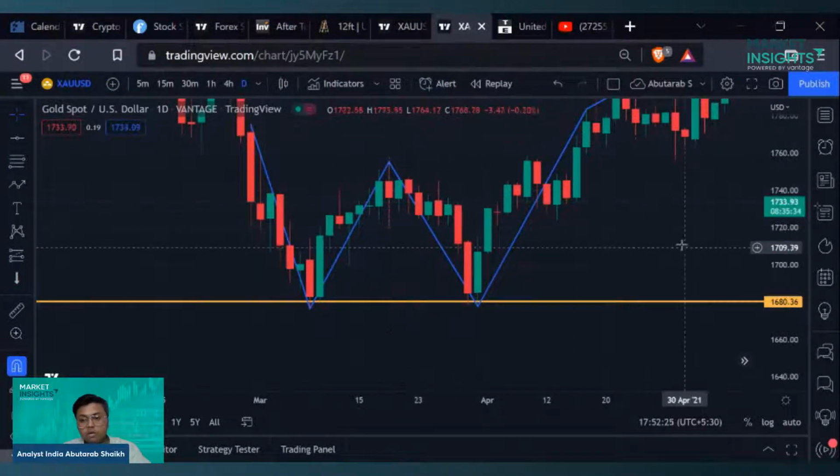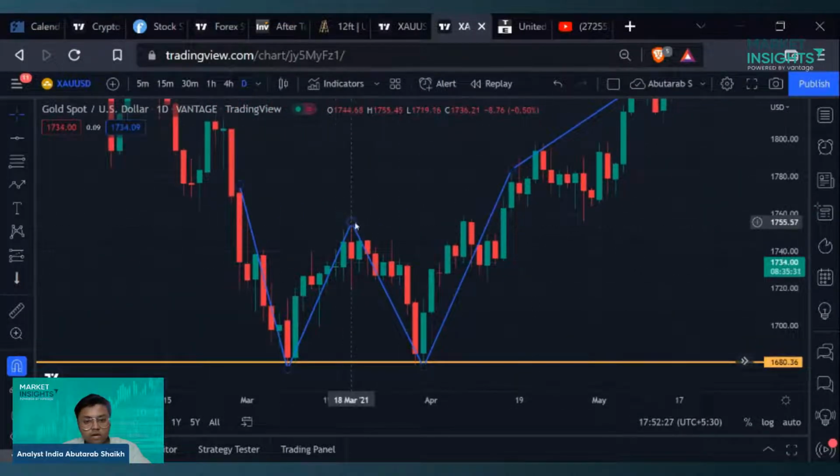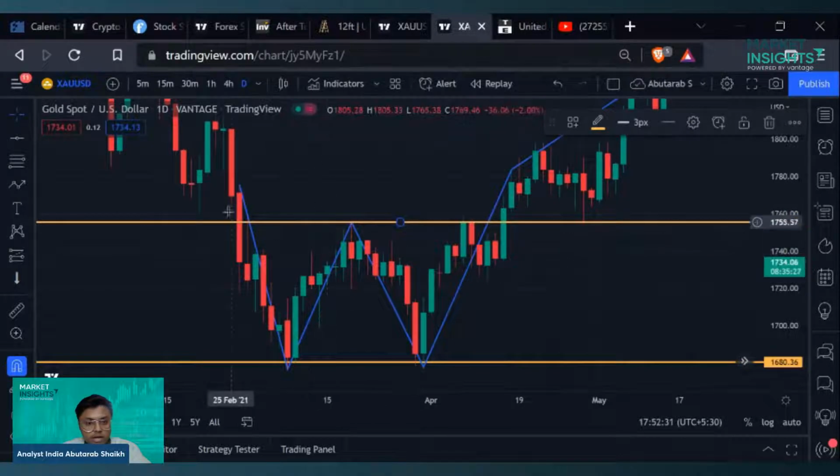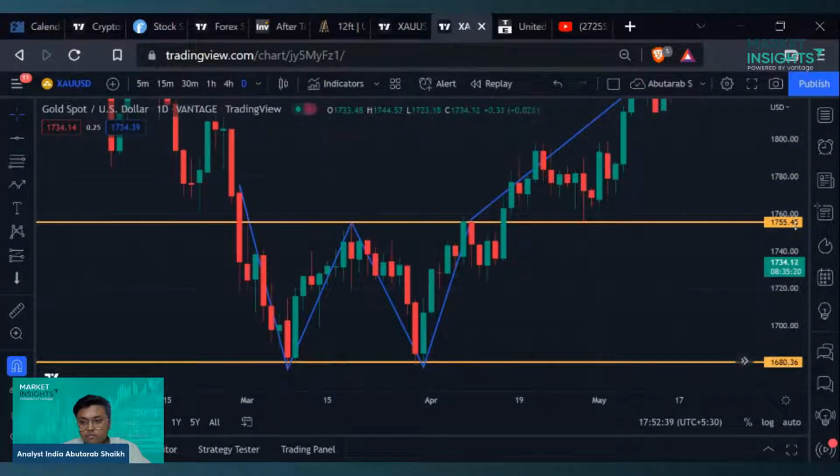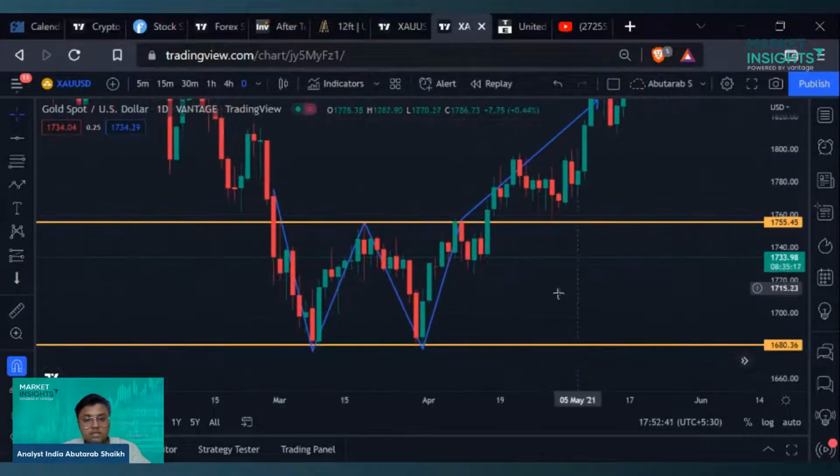But those who know, those who have got a brief idea of what I'm talking about, can somebody identify this path that I've drawn currently? Can somebody tell me what this exactly is? Yes, exactly. This is a double bottom pattern, isn't it? It's also called W pattern. It's also called double bottom, right?